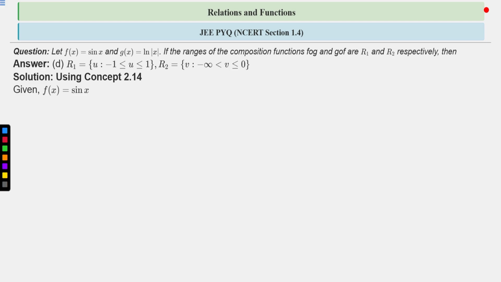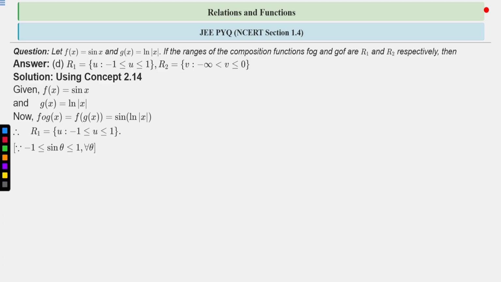The given f(x) is sin x, and g(x) is ln mod x, right? Now fog(x) can be written as f of g(x), and it is equal to sin ln mod x. Therefore, R1 will be equal to u such that u is from minus 1 to 1.